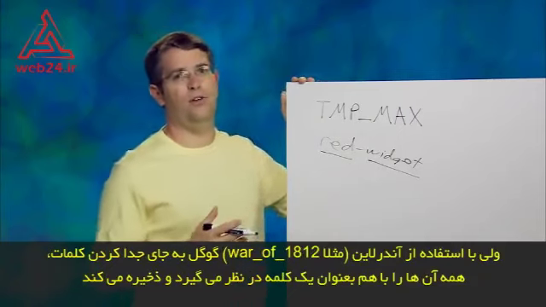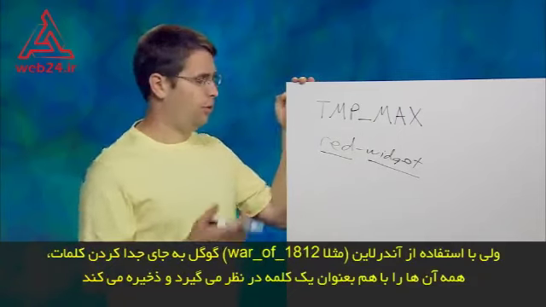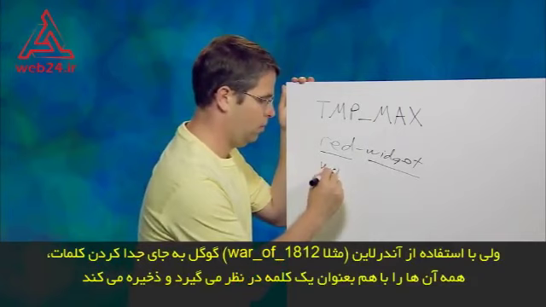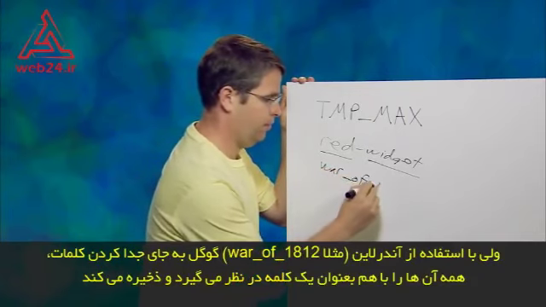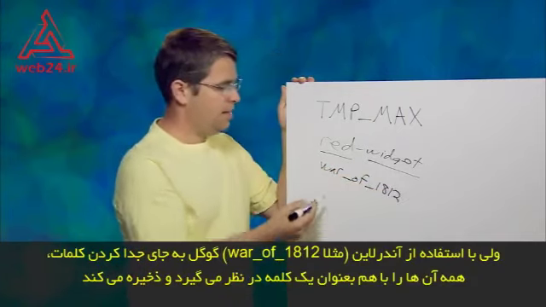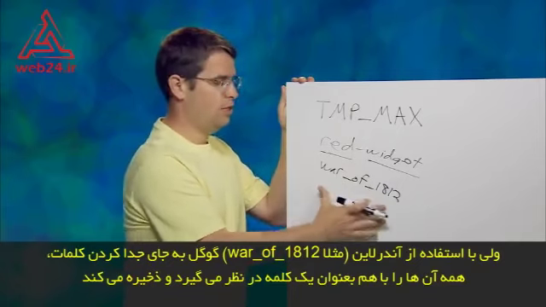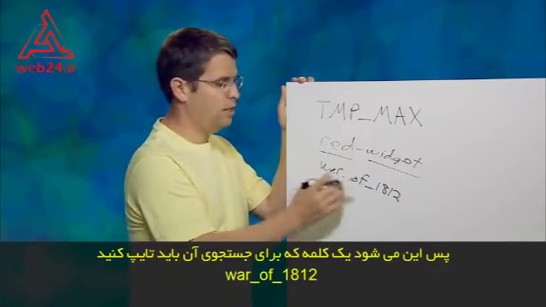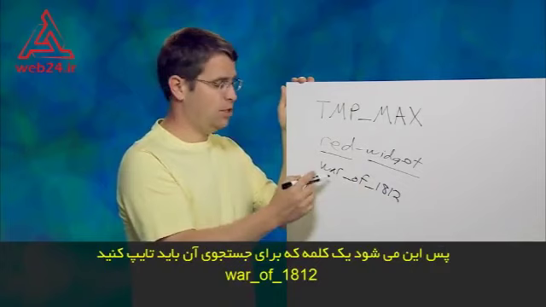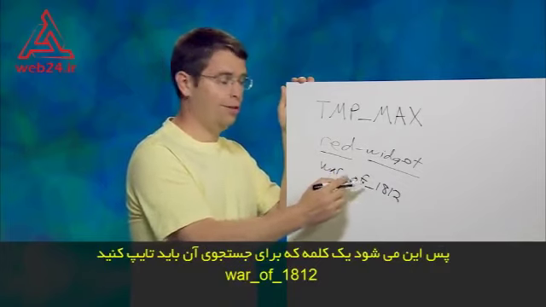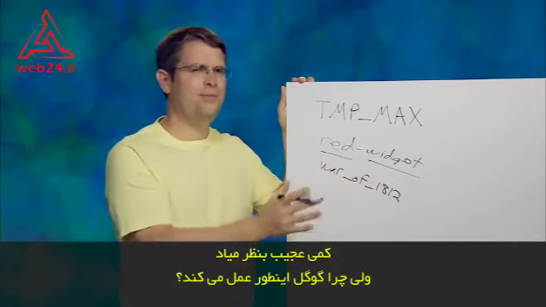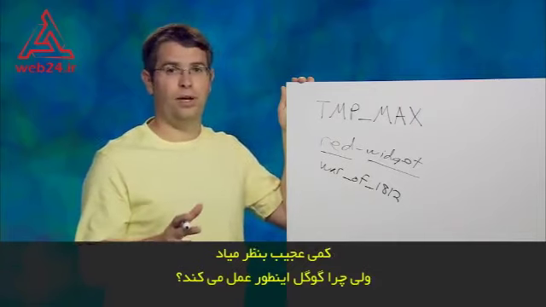Whereas if you were to have War of 1812 with underscores, instead of separating on the underscores, we actually glom all those together. So that's one term that you could find by searching for War underscore of underscore 1812. Seems kind of weird, so why does Google do it that way?